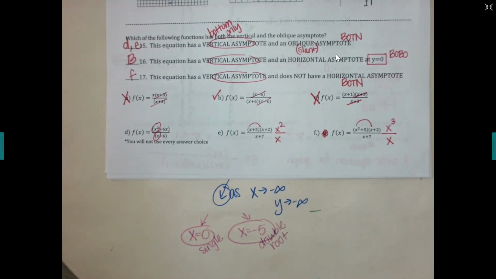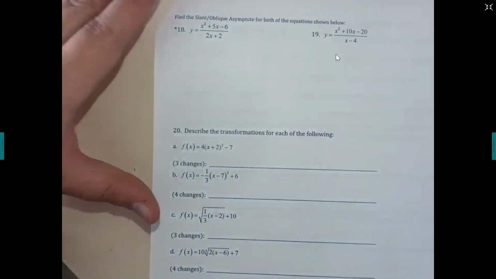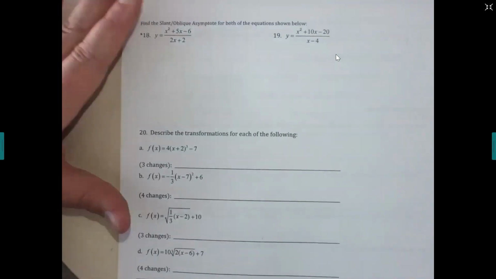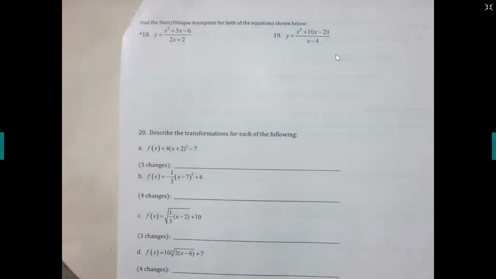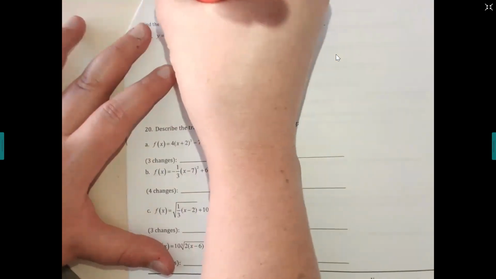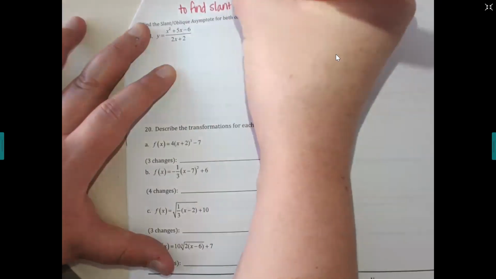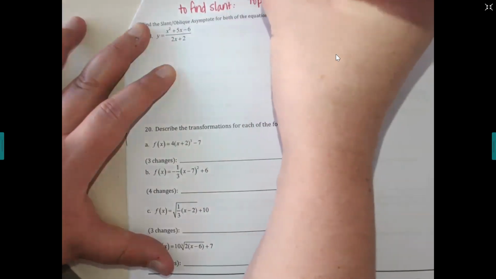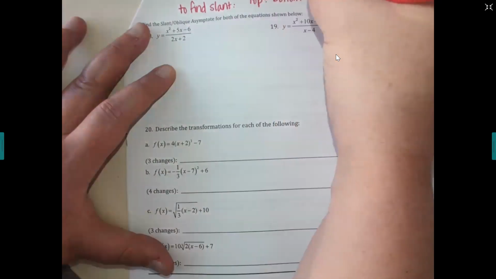Okay. We're gonna go through number 20. So we'll do maybe two more examples. Let's do number 18. Okay, to find the oblique asymptote, remember, top has to be one power bigger than the bottom. To find it though, you're gonna actually do long division. So let's put, to find slant, do top divided by bottom. Okay.